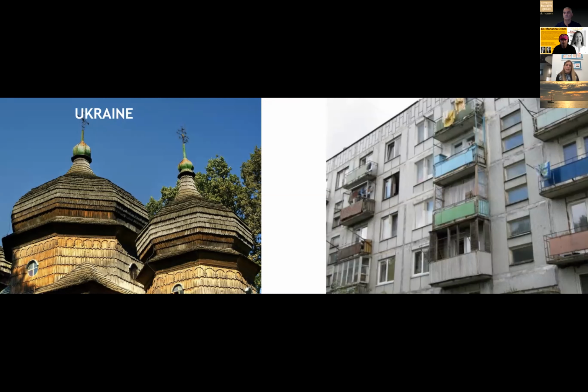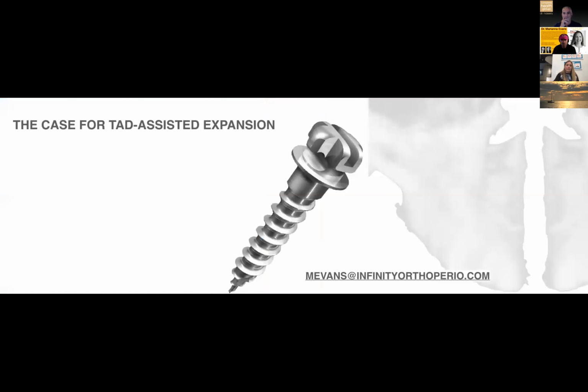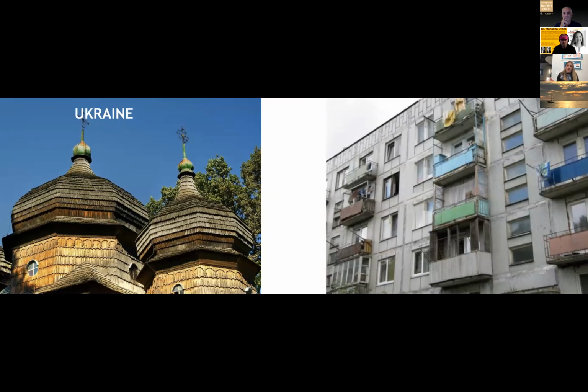I'm originally from Ukraine. These are two buildings that you can find in Ukraine, in my hometown. The building on the right was meant to last no more than 50 years. The building on the left was built 900 years ago without a single nail except the door of that church, and it's still there. So the same principles have to be applied in orthodontics because we are setting the foundation, and the foundation is not in straight teeth.